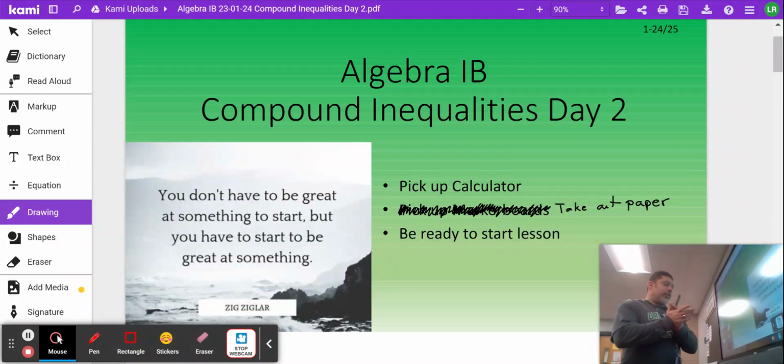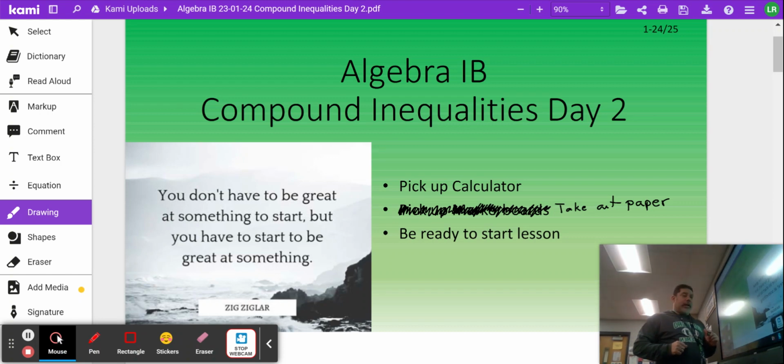Hey guys, this is our lesson for compound inequalities. What I do need is for you to get out a piece of paper and have a calculator ready to go. We're going to go through a few problems before we start our homework assignments.